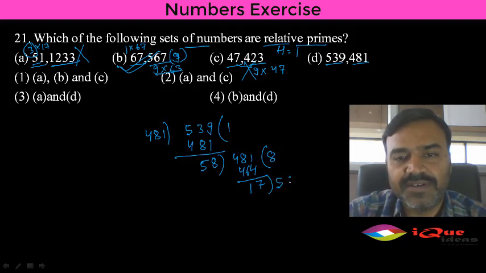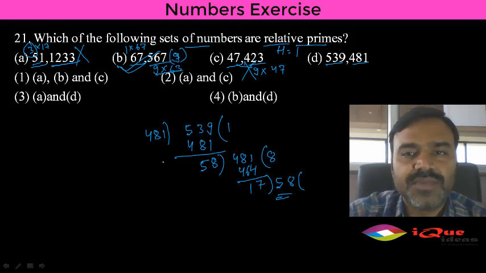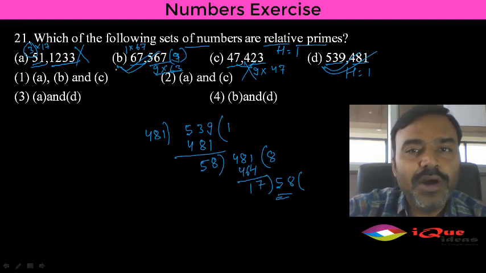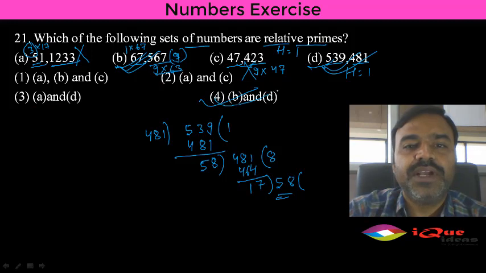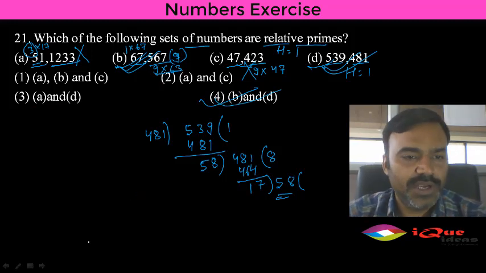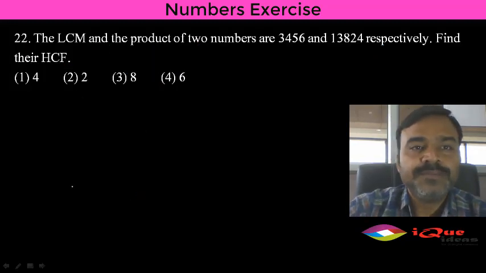Now 17 does not divide 58, right? So HCF would be 1. So they are also relatively prime. So option B and option D. Looking at the options finally, the fourth option, B and D, are relative prime. Okay, let's go to the next question now.